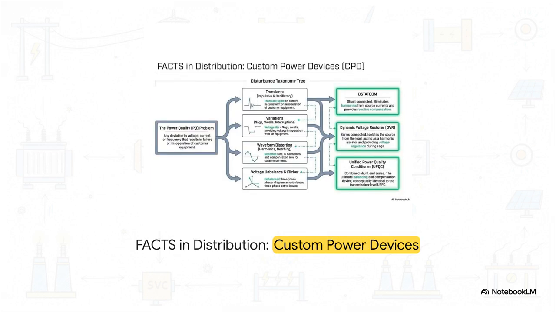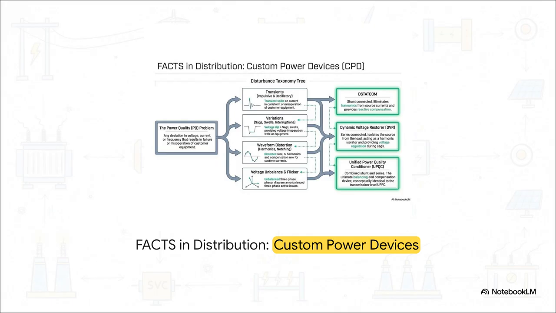Reaching our final diagram on Slide 15. Here, we see FACS applied at the distribution level through custom power devices, or CPDs. Let's trace the power quality problem through this disturbance taxonomy tree. We have transients, variations, distortion, and unbalance. Every single one of these problems connects explicitly to a tailored solution.